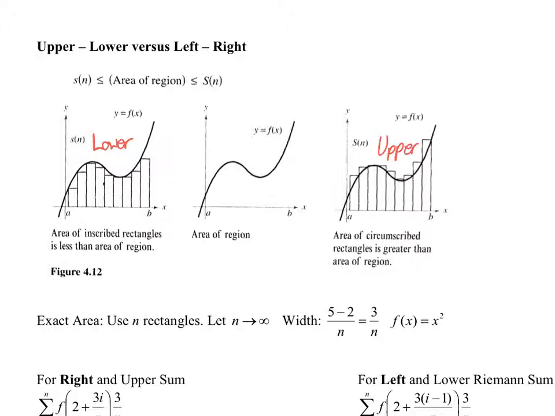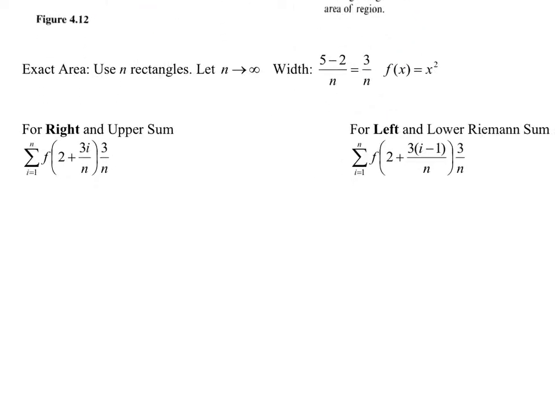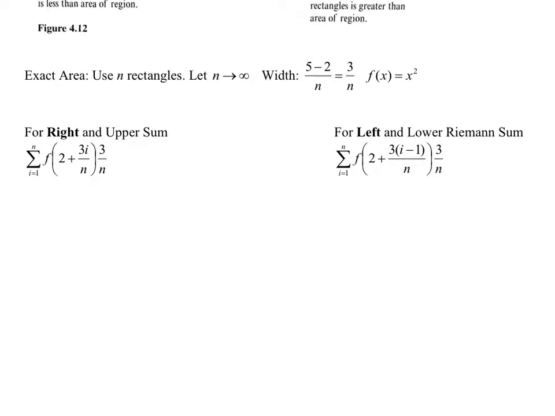Okay? Now, going back to our example, let's actually do what Jason mentioned there and let the number of rectangles approach infinity. Okay? Again, remember we were dealing with f of x equals x squared, and we were on the interval from 2 to 5. Well, that interval is 3 units long. And if n is the number of rectangles I want, I'm going to have to divide 3 by n, right? Okay? So that is how wide each of the rectangles is going to be.